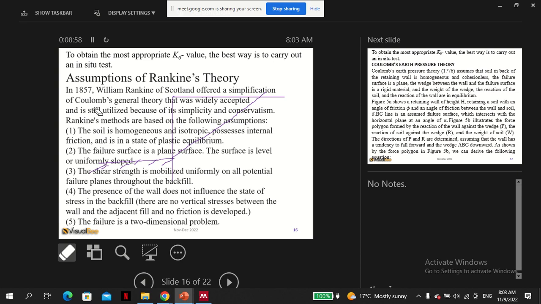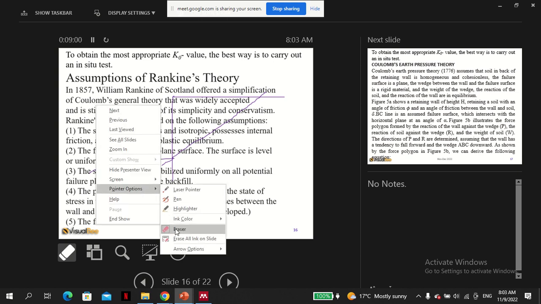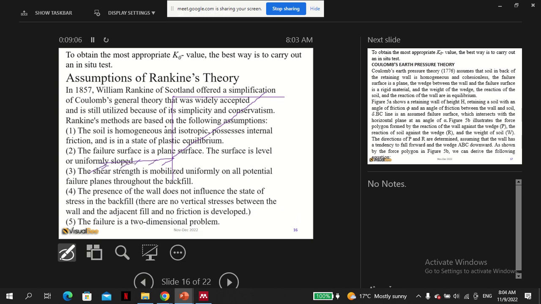At some point it converges with the other theories, but under certain simplifying assumptions, which we are going to talk about. Also he assumed, if this is the soil and this is the retaining wall, that there is no effective friction between the soil and the retaining wall. These are his assumptions, and also this is a two-dimensional problem.